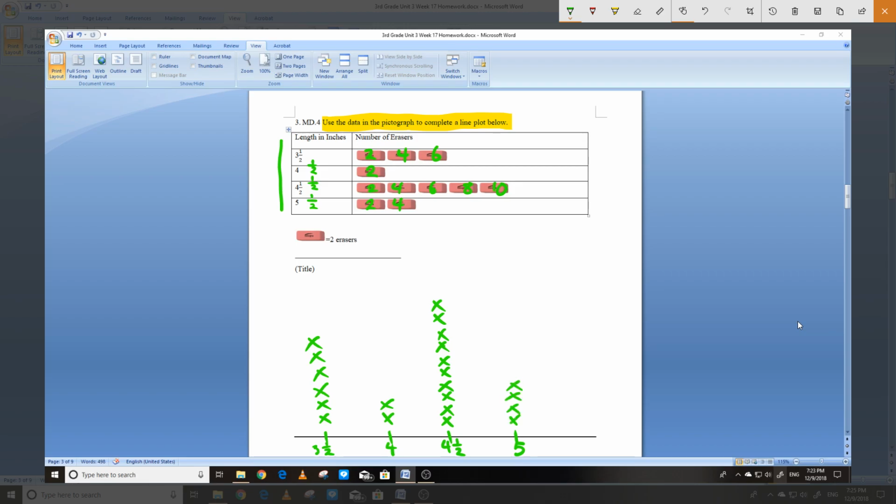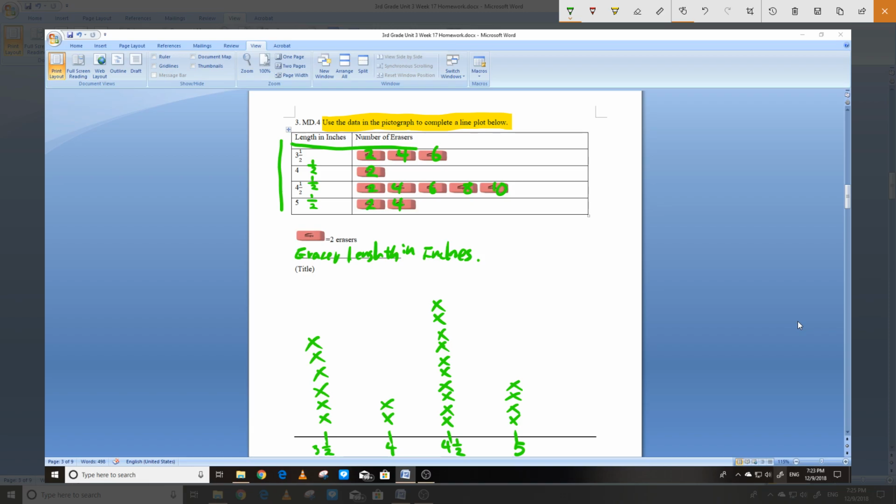The title of this graph. Now, this is really, really simple. You just combine the wording here. That's all you need to do. Take some words out, make it write something that makes sense, right? So we're talking about erasers and length. So the simplest thing to write is just: eraser length in inches. Okay? This is exceedingly easy to do.